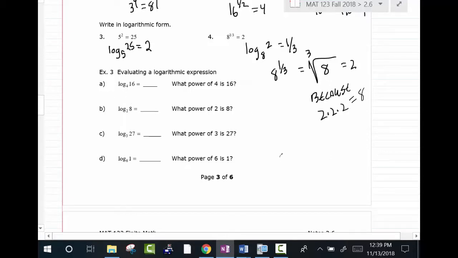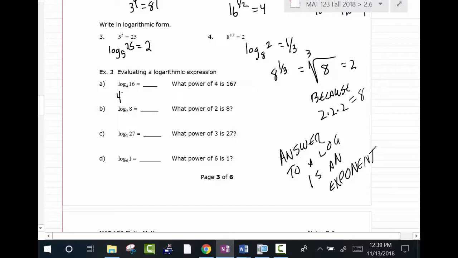One thing that I want to write down, you don't have to write this down because it's already on your notes, but again, this is real important. The answer to a log is an exponent. Okay, it's another way of writing an exponent. So really what this problem is saying is this. You don't want to get your calculator out for this. You want to do it in your head. What this problem is saying is 4 to what power is 16?